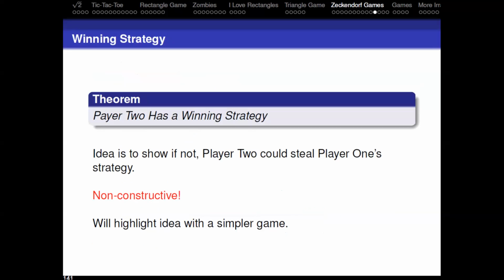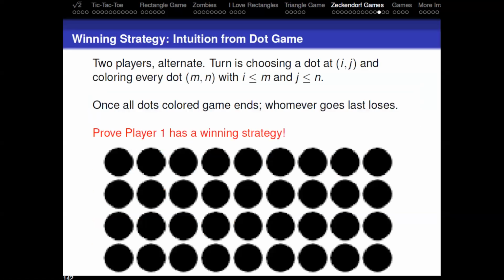And then player 2 has a winning strategy. I'm not going to show the whole proof that player 2 has a winning strategy. I'm going to just show a little bit, and not for this Fibonacci game, for a related game.